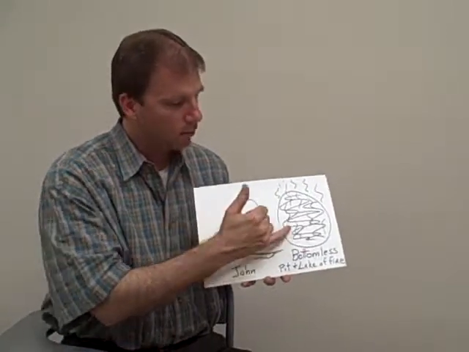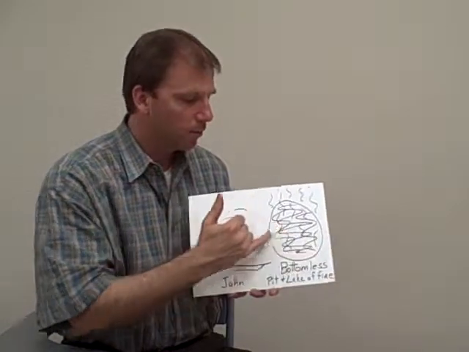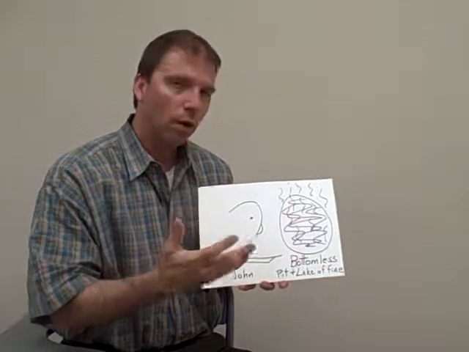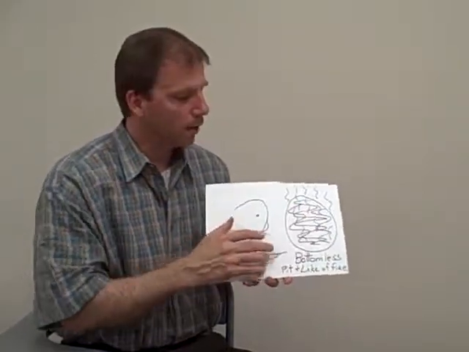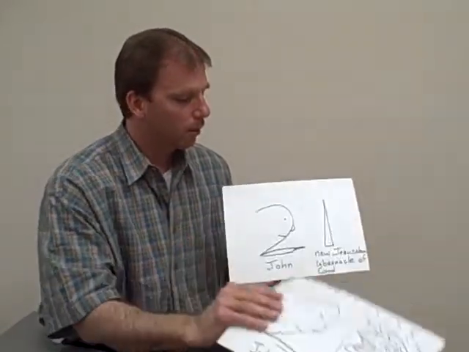Chapter 20, we can make John the 2's head. The long part is the hand, just because he's looking at the pit. It says the bottomless pit, the dragon was pulled out of the pit. And then later in the chapter, it talks about the wicked being thrown into the lake of fire. So you can imagine a circle being a pit and also the lake of fire.